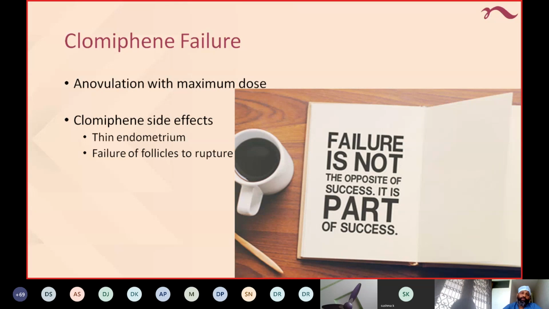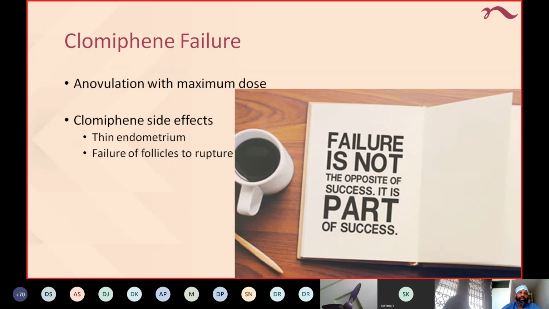So what to do with the clomiphene failures? Why should it be called clomiphene failure? Even if there is absolutely no ovulation, that is anovulation, with the maximum dose of 150, then we call it a clomiphene failure.